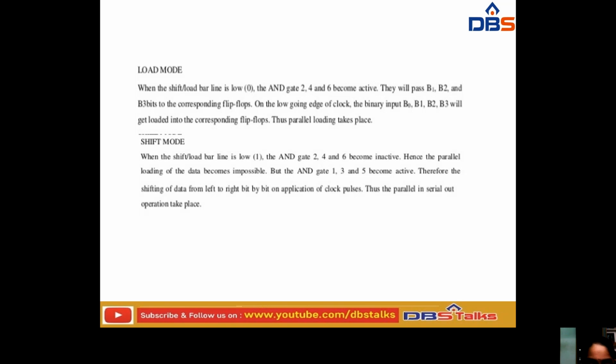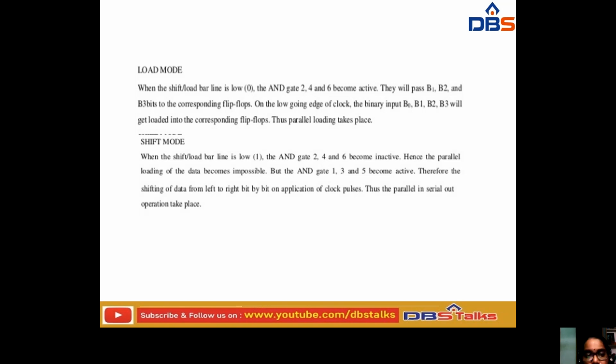So now let us see about this shift mode and load mode. When the shift or load bar line is low, that is 0, the AND gates 2, 4 and 6 become active. They will pass the B1, B2 and B3 bits corresponding to the flip-flops. On the low going edge of the clock, the binary inputs B0, B1, B2, B3 will get loaded into the corresponding flip-flops. But this parallel loading, we have to check once.